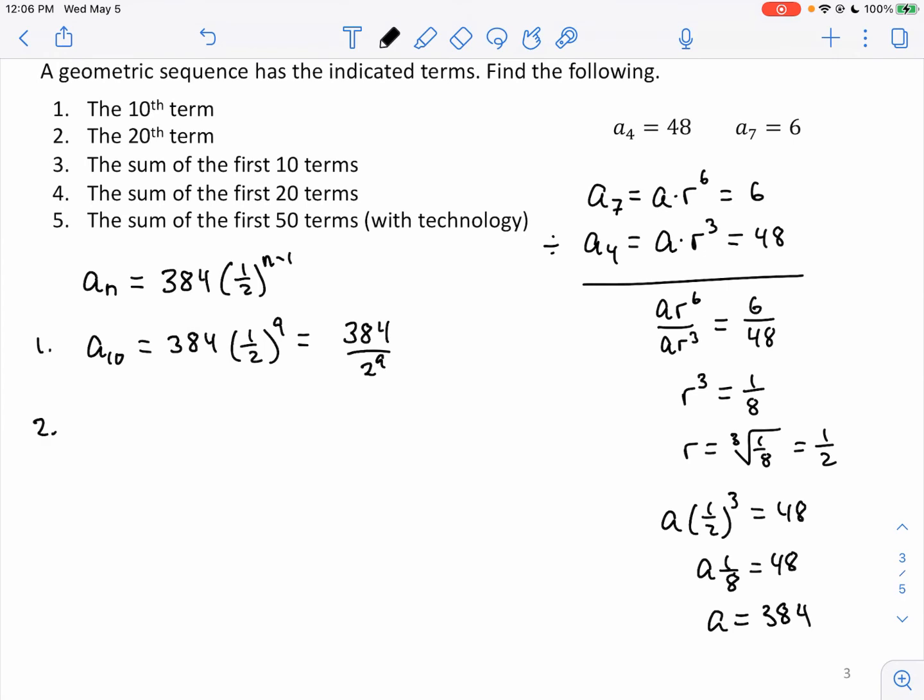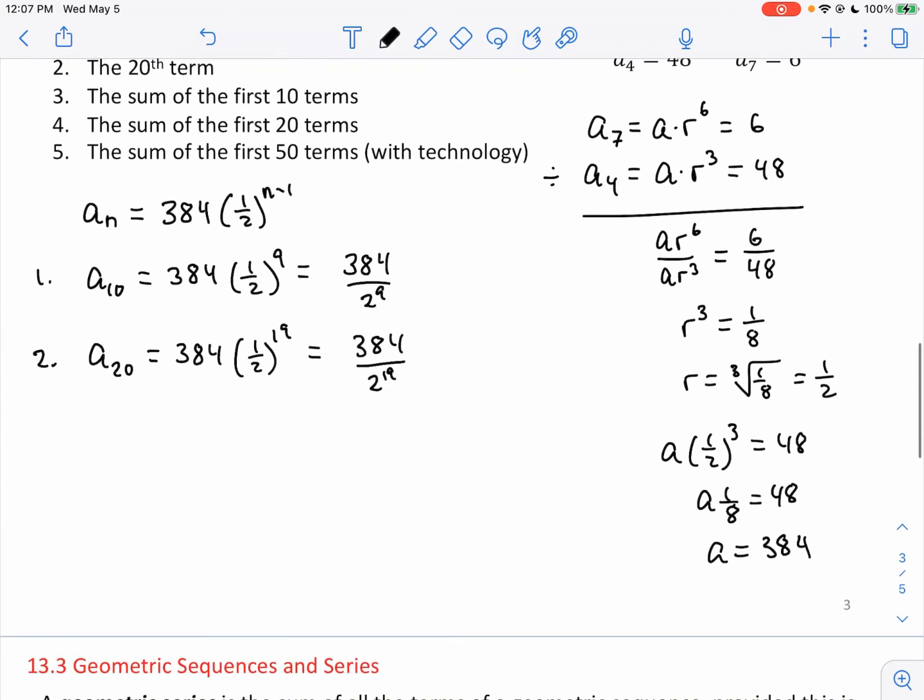Second question, our 20th term would be 384, the first term, times 1/2 to the 19th power. So we get 384 divided by 2 to the 19th. Now, which of these is smaller? Well, keep in mind that to go from term to term, we're multiplying by 1/2. So to go from the 10th term to the 20th term, we did a lot of multiplications with 1/2. So we kept shrinking the number. So this number right here should be a lot smaller than this number here. And that's true because they have the same numerator, but this one here has a larger denominator. So 2 to the 19th is much larger than 2 to the 9th. And therefore, this fraction is much smaller than this fraction.